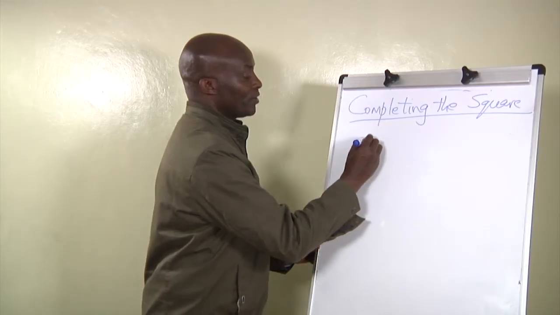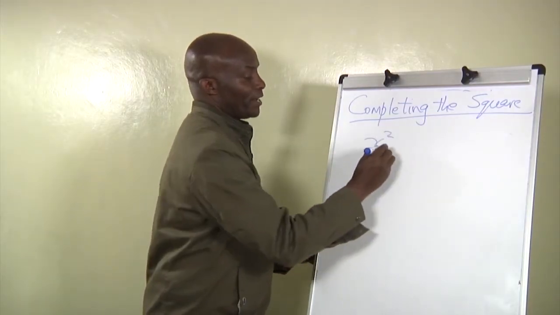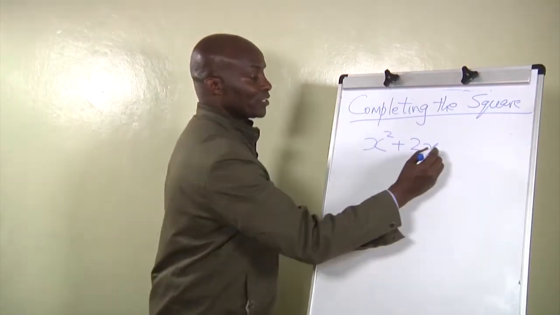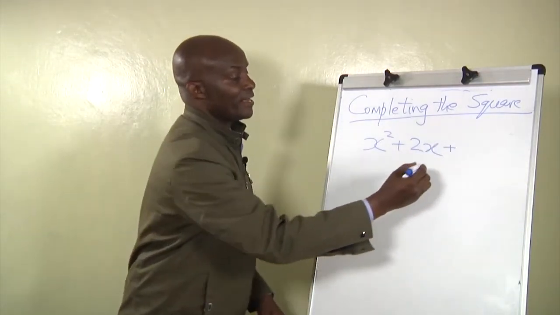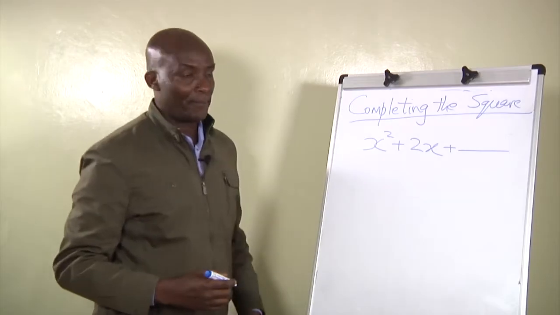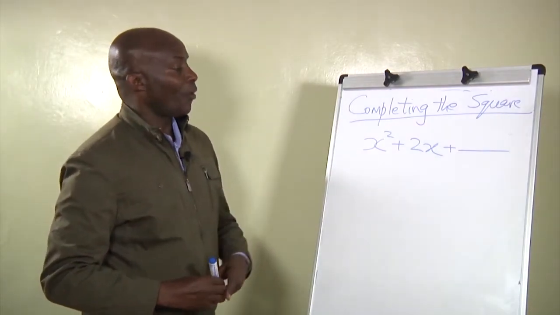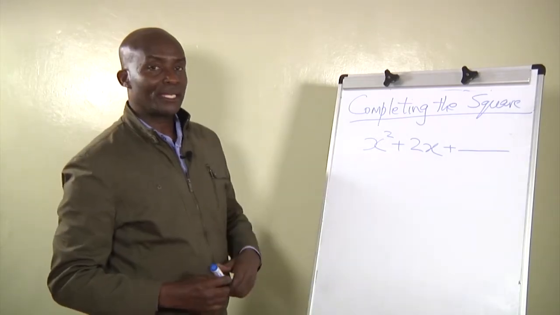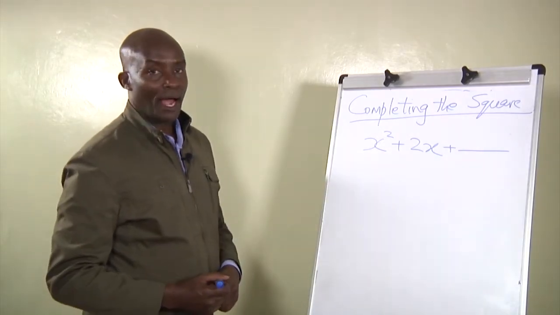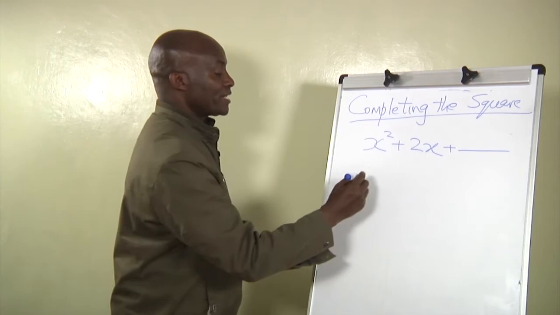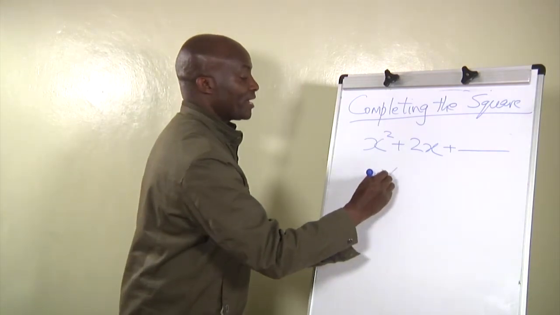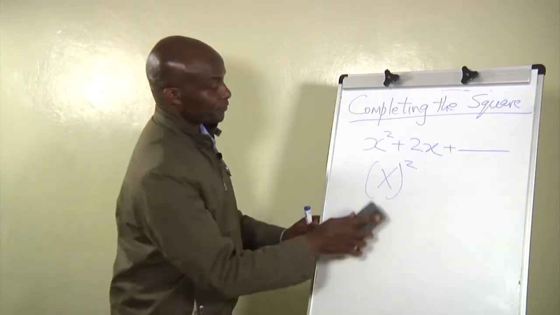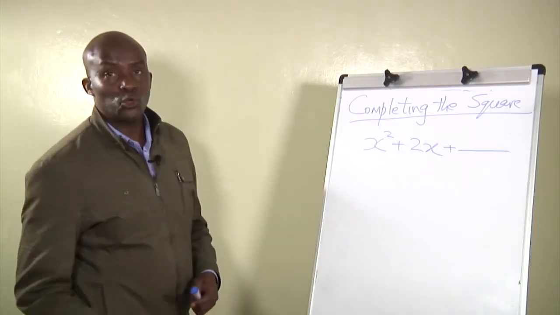For example, you have x squared plus 2x, and you are asked to find the third term or the last term, or what should be added to this expression to make it a perfect square. A perfect square means it can be written as a certain number, whole squared. So now there are 2 rules.